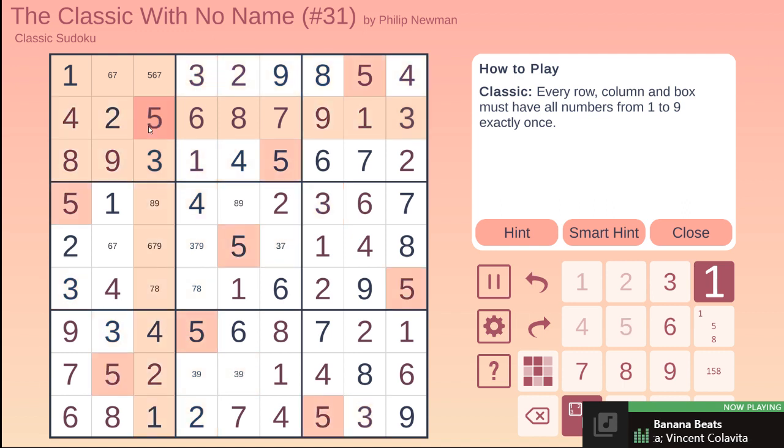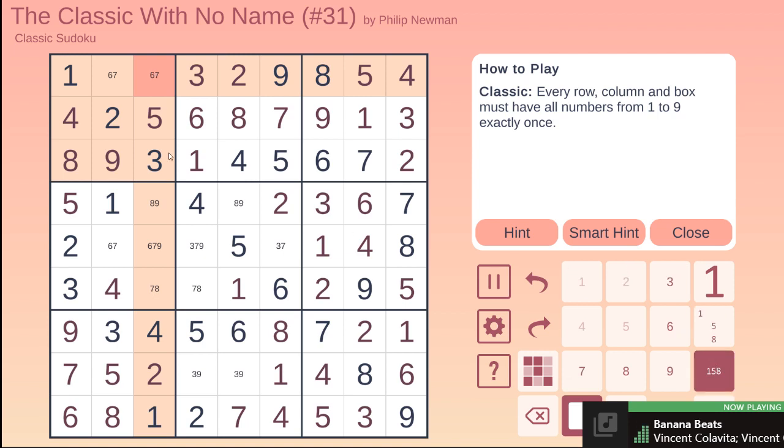This is a 5 also. Which means this is a 6-7 pair. Look at this 6-7 pair. Okay. Very good. What's going on with this 3-9?